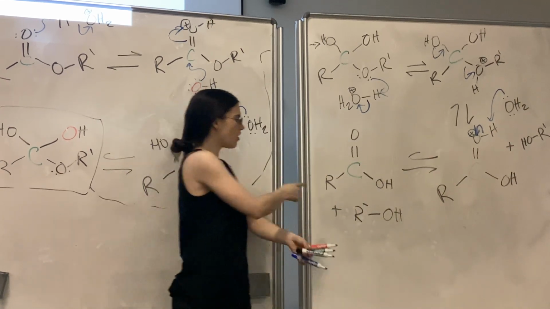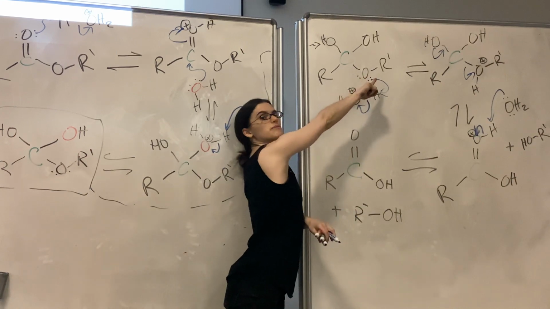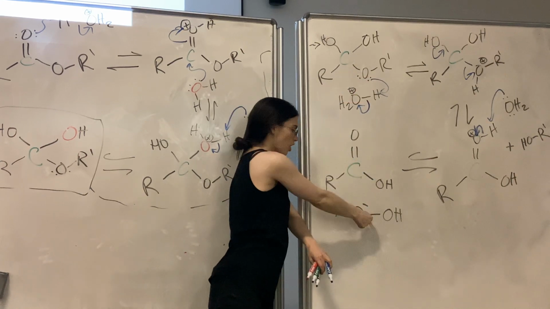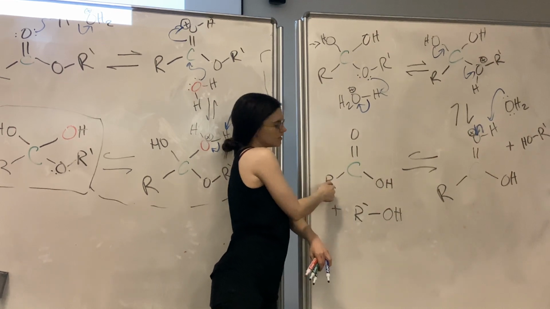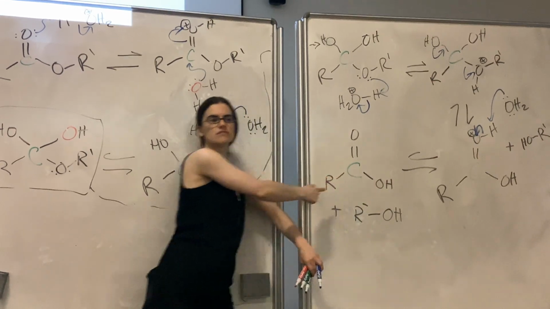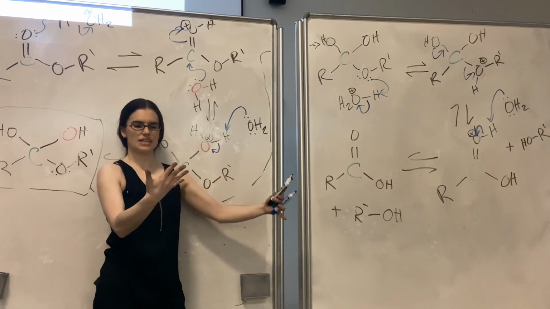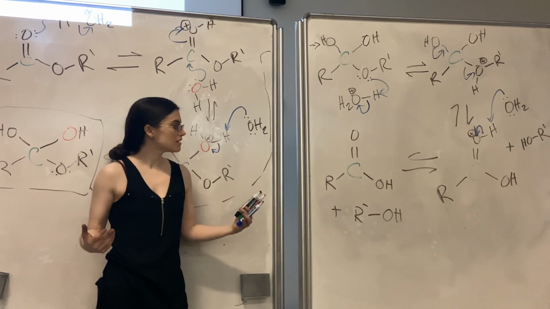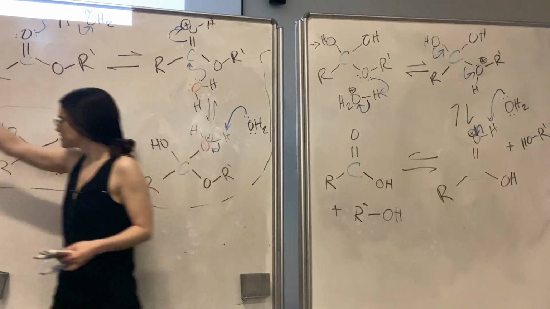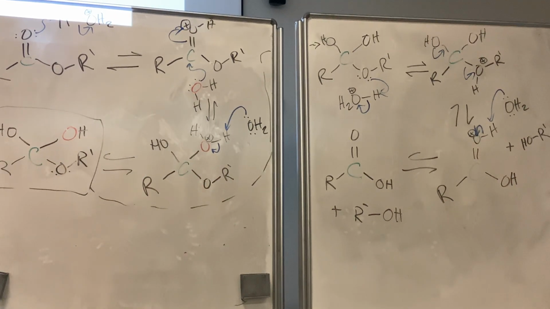And we have an alcohol of the R from this side, right? These are not interchangeable. R prime from that side turned into an alcohol, and the R connected straight to the carbonyl stayed there. Yes? Cool. All right. Well, this is exactly the opposite of Fischer esterification. So if you know one, you know the other.